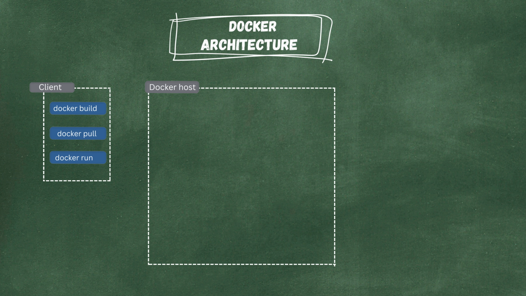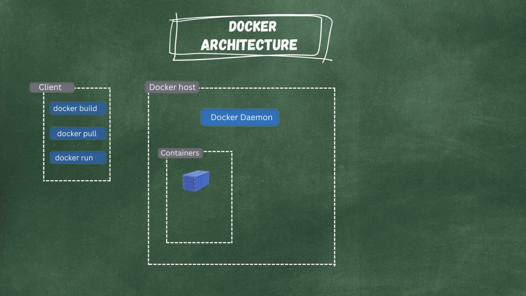So the Docker host consists of three main components. The first one is the Docker daemon. This is the background process that manages Docker objects like containers, networks, and more. It listens for Docker API requests and manages their execution. Then we have containers. As we already learned about containers, let's check it out one more time.